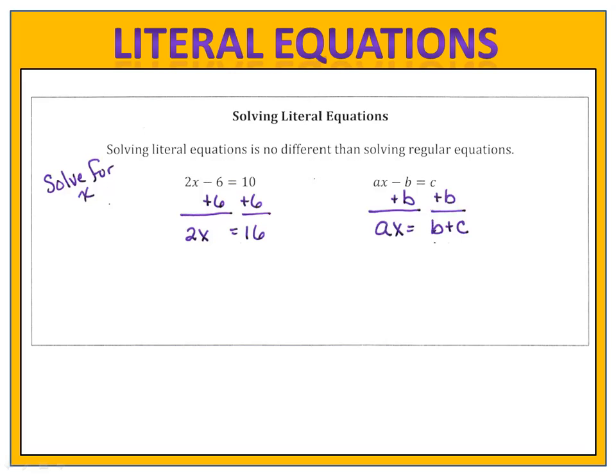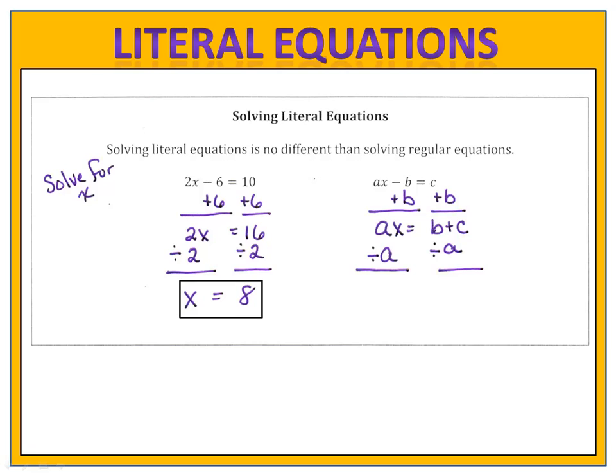Next, when I solve an equation, I divide by 2 in order to get x alone. In the literal equation, the number in front of x is a, and so I divide both sides by a. The regular equation is now x equals 8. The literal equation is x equals b plus c over a. It can be tricky, but if you think of a regular equation and use it as your guide, it can make life a lot simpler.